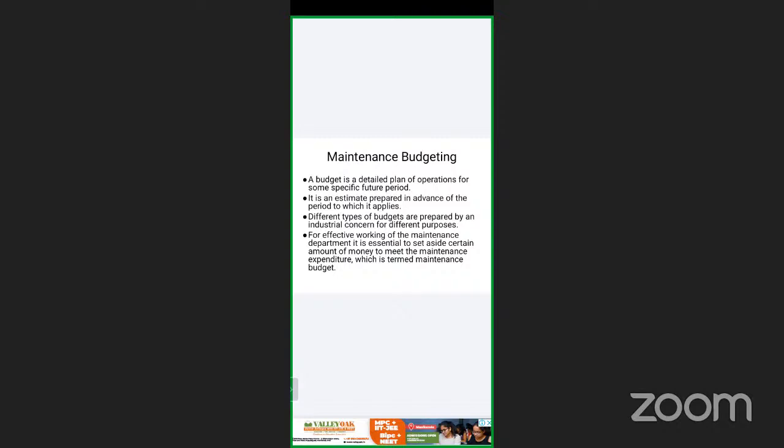Different types of budgets are prepared for different purposes. You have a purchase budget, you have a sales budget. For different purposes, you have different budgets. Here we are talking of the maintenance budget. Unlike any other budget, the maintenance budget is a little difficult to predict, because I can't estimate how many machines will break down, or what will happen to the machines. Based on my historical experience, I can estimate, but not with accuracy. So the maintenance budget is a little difficult to make.